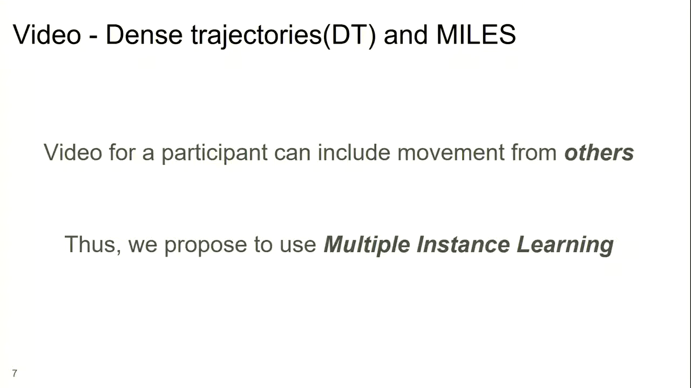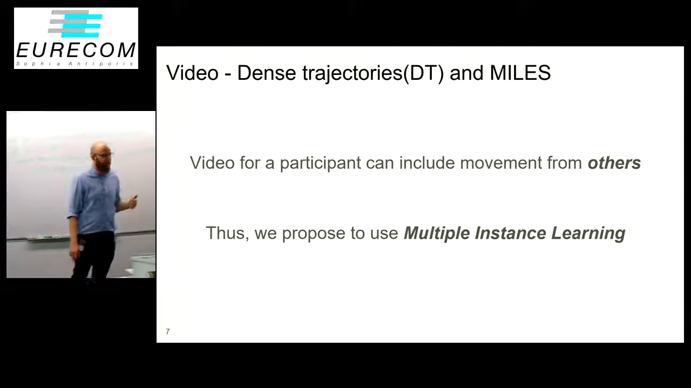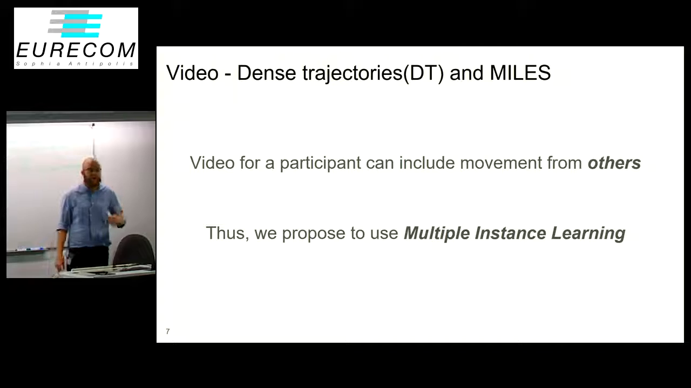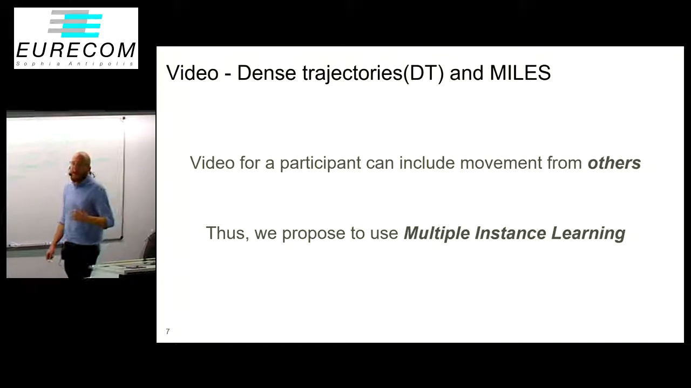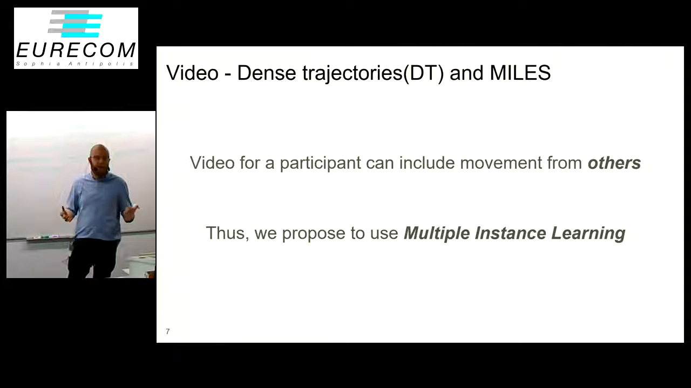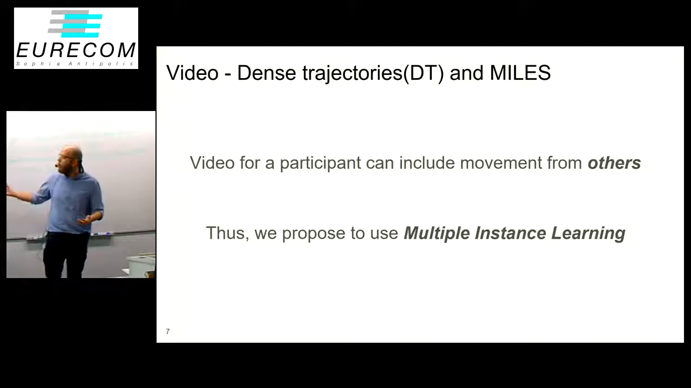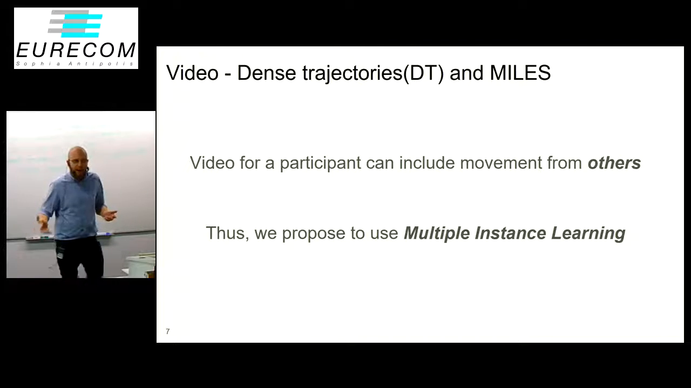For the video, why did we use dense trajectories and MILES? Okay, dense trajectories is known to perform really good in activity recognition. So this was something that we chose to use. But the more important part is why we use multiple instance learning.